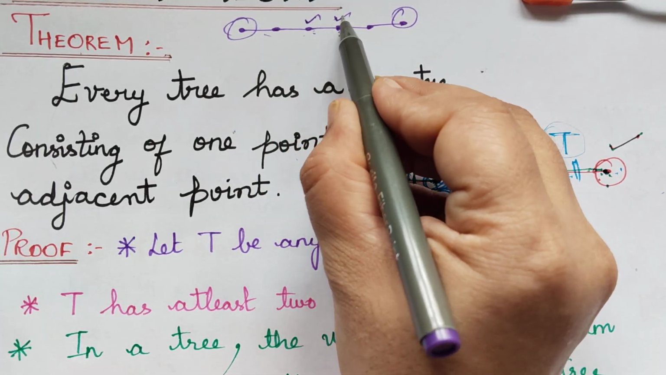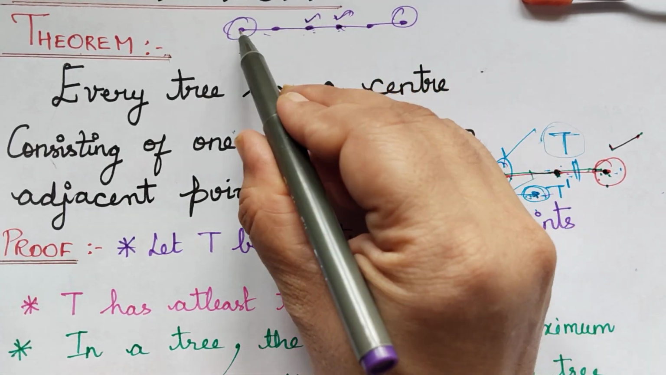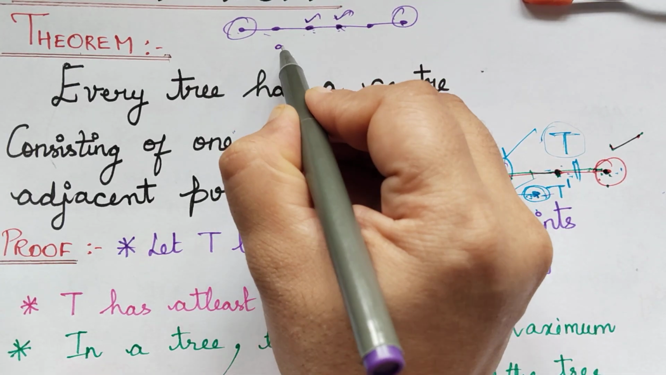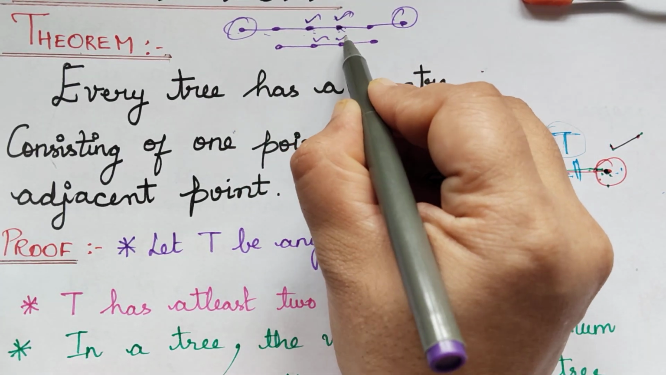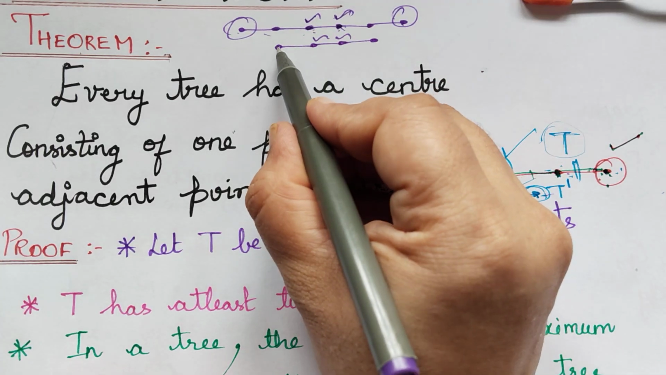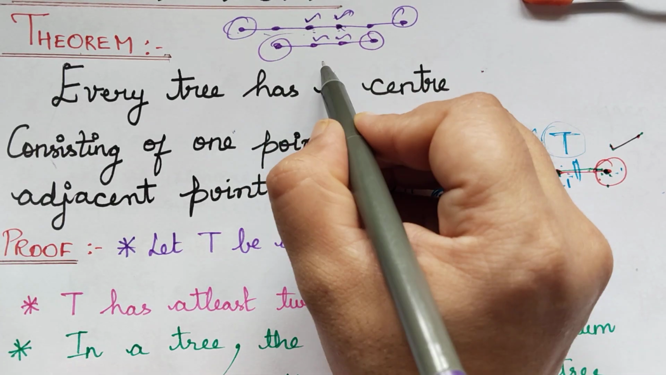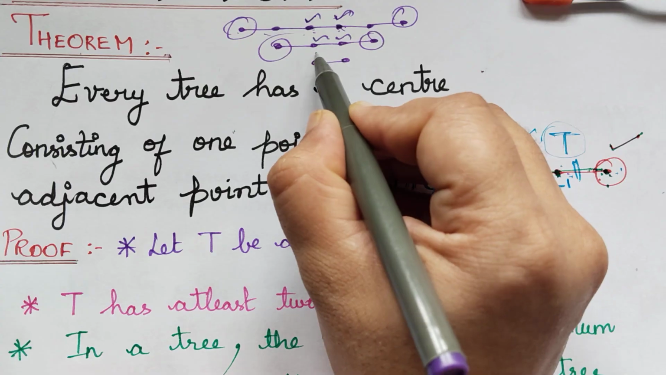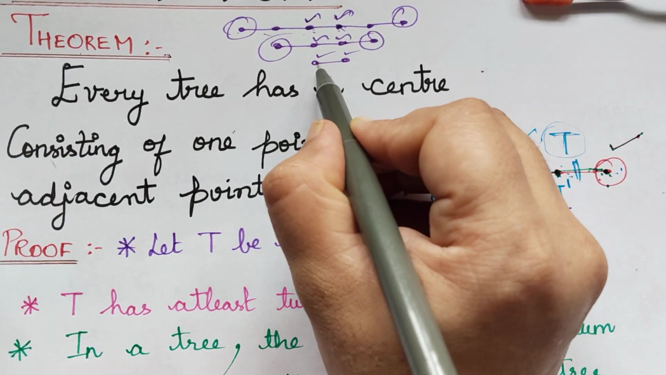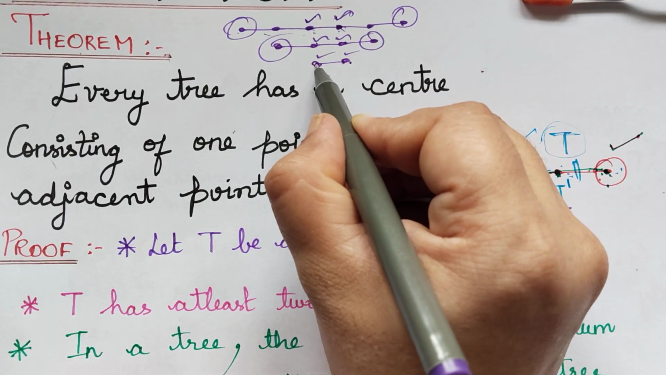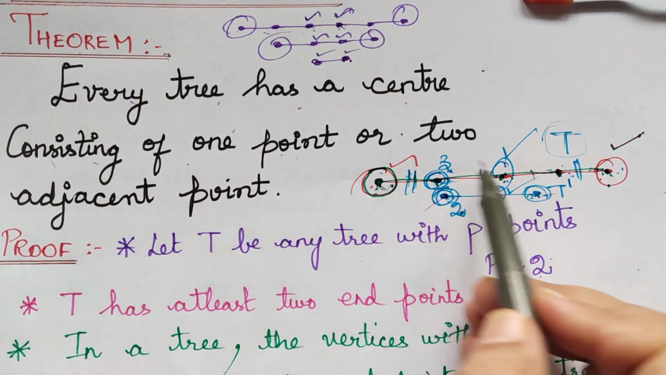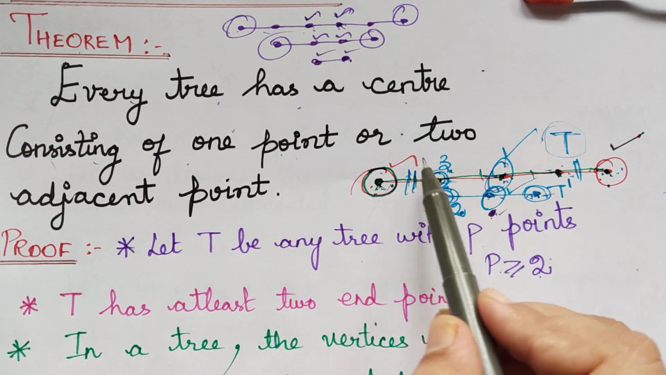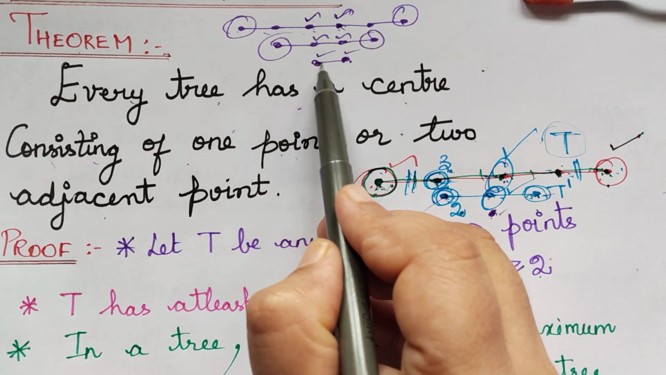So these 2 points will become the center, and if you remove these two endpoints, the remaining points will be these points. Again the same 2 points are centers. Now remove these two endpoints. So when you remove it, you will be left with 2 points only, which were the center, and those 2 points are adjacent to one another. So every tree has a center consisting of 1 point like this, or two adjacent points like this.